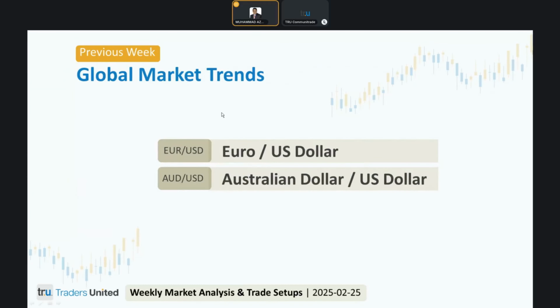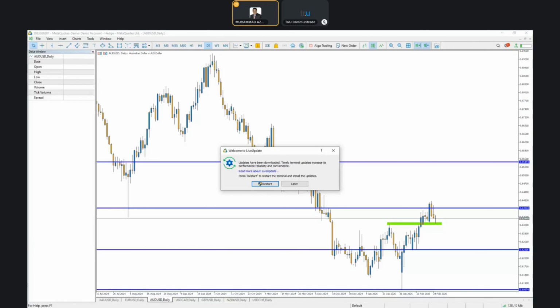Now, regarding the previous global market trends, let's go over to a price chart, Euro dollar and Australian dollar.